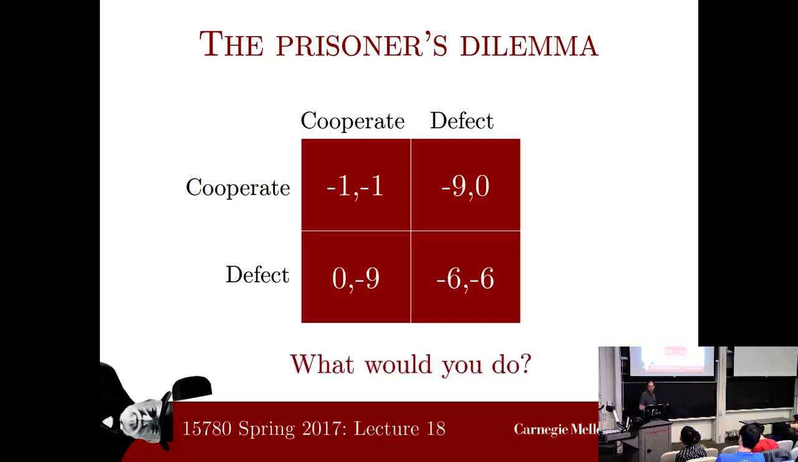And the standard question about the game, it's a game where there's a pretty decisive answer to what you would do if you are rational. Right? So what do you think? What would you do if you had to play this game? Would you cooperate or defect? Defect? What? So why? Who said defect?